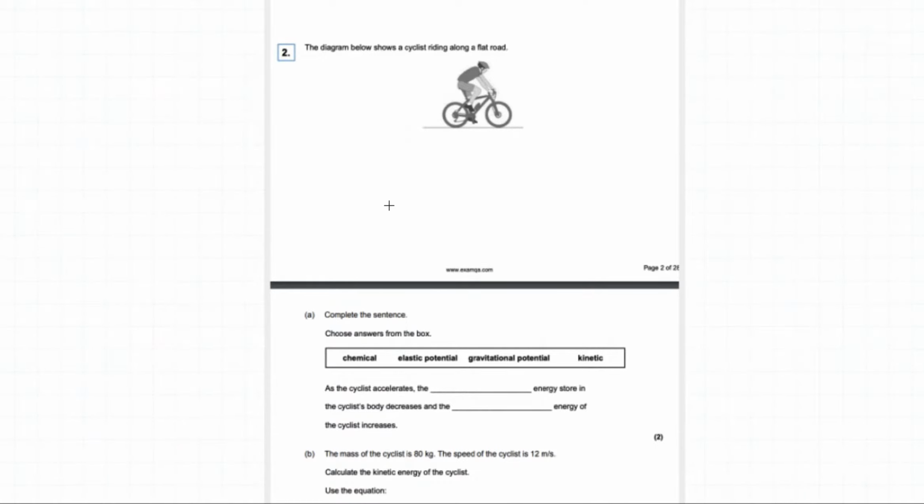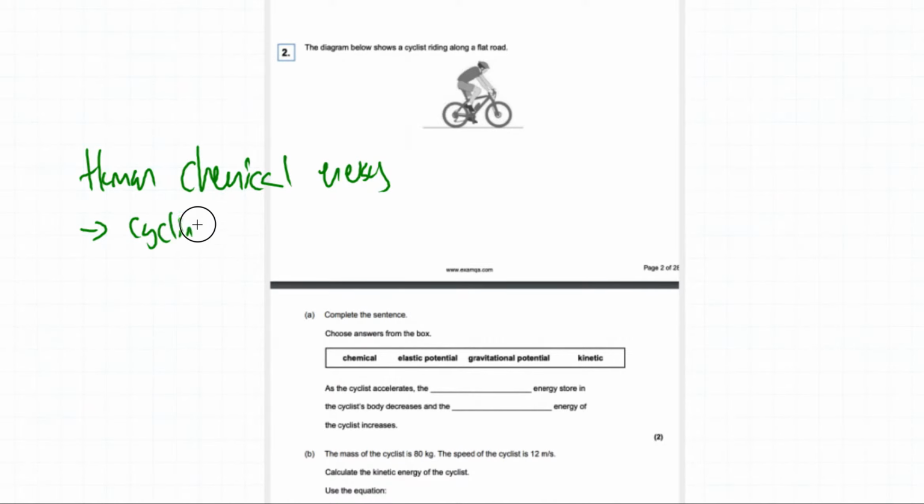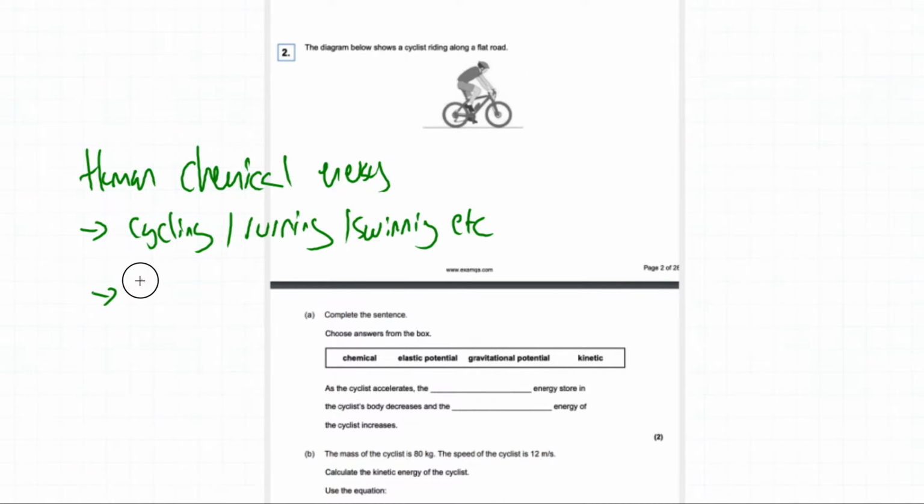So humans have chemical energy, for example, when they are cycling, running, swimming, etc. So doing some form of movement or lifting something, etc.